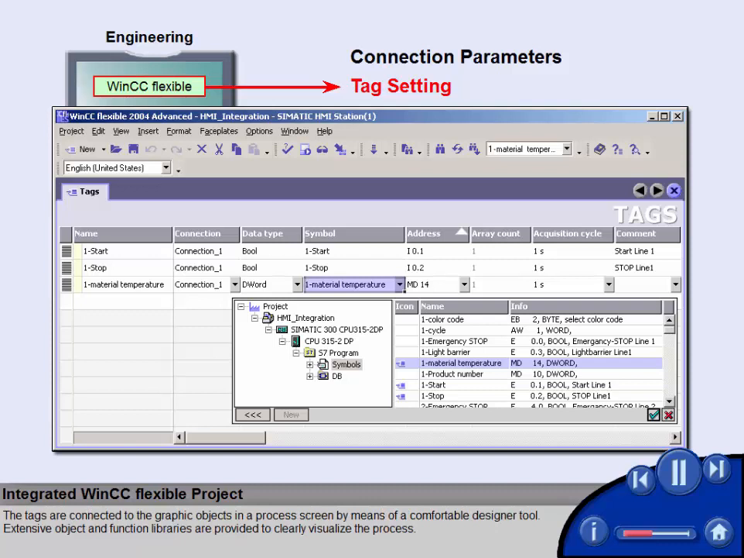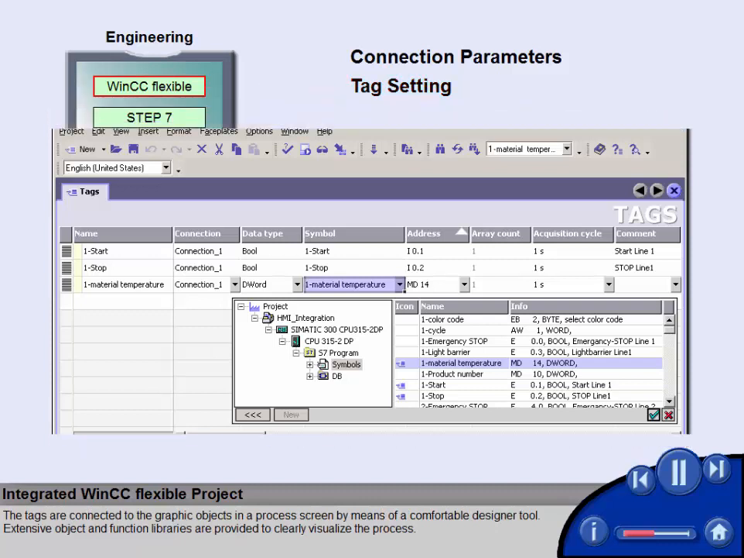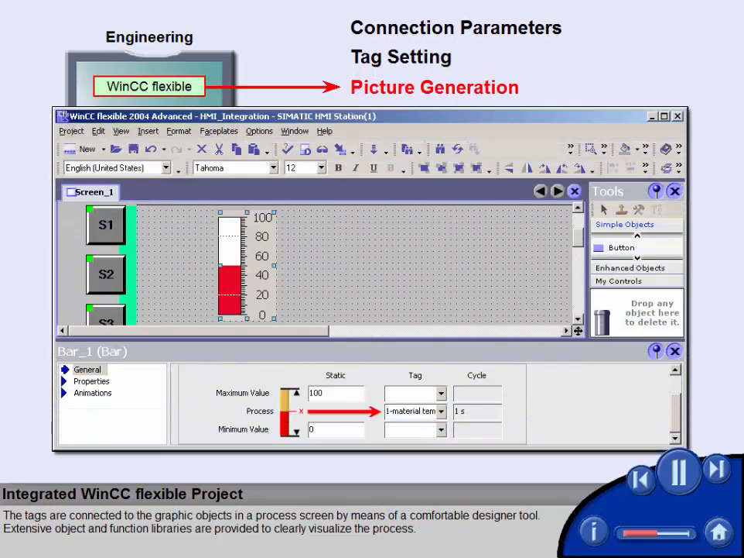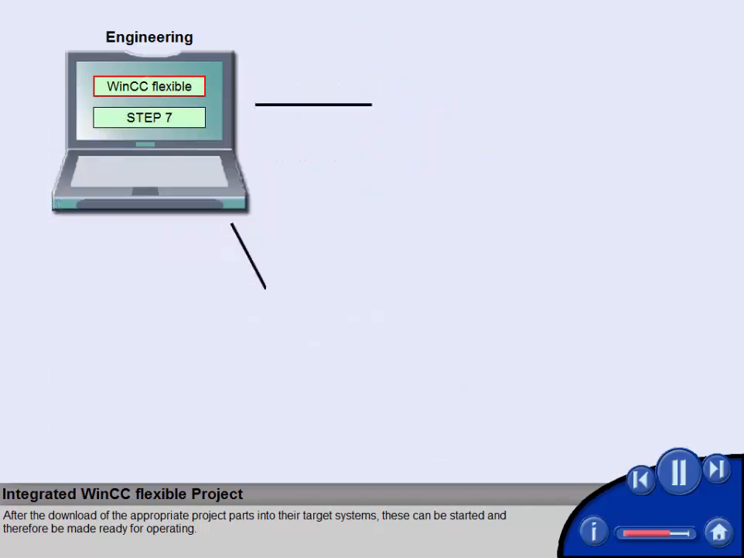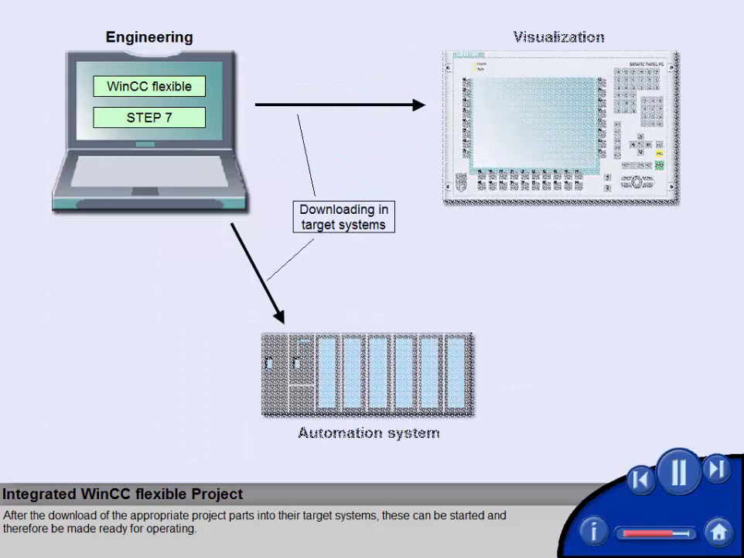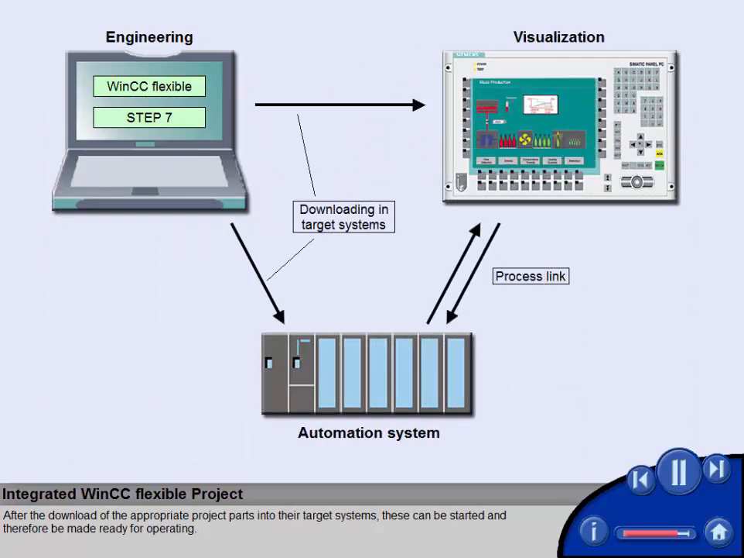The tags are connected to the graphic objects in a process screen by means of a comfortable designer tool. Extensive object and function libraries are provided to clearly visualize the process. After the download of the appropriate project paths into their target systems, these can be started and therefore be made ready for operating.